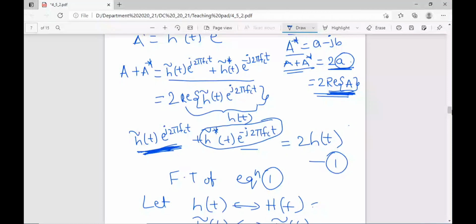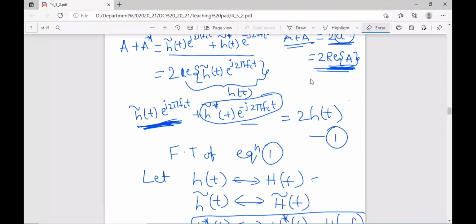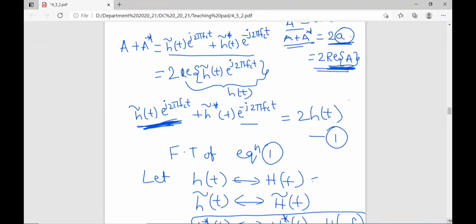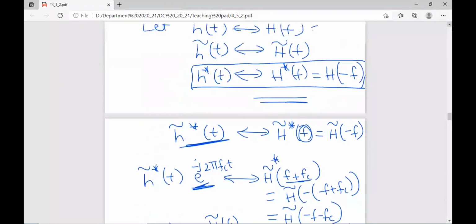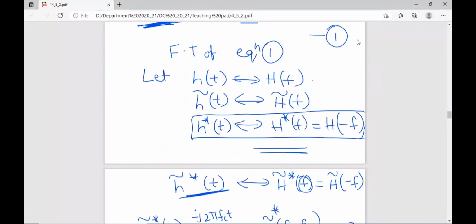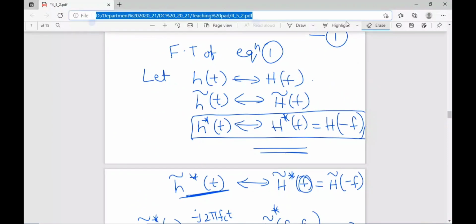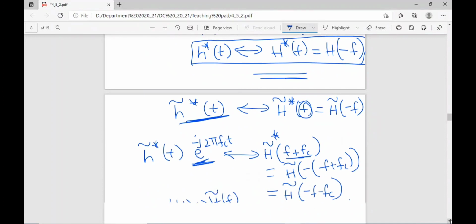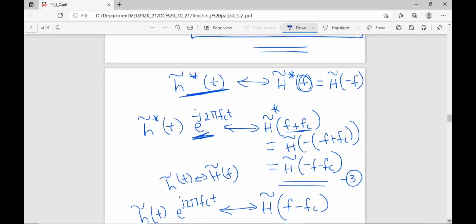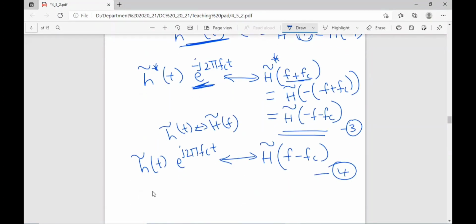Okay, so let me write this. I've written this as 1. This let me write as 2. This I'll write as 3. This I'll write as 4. Now what I'll do, I'll substitute 2, 3, 4 in 1.